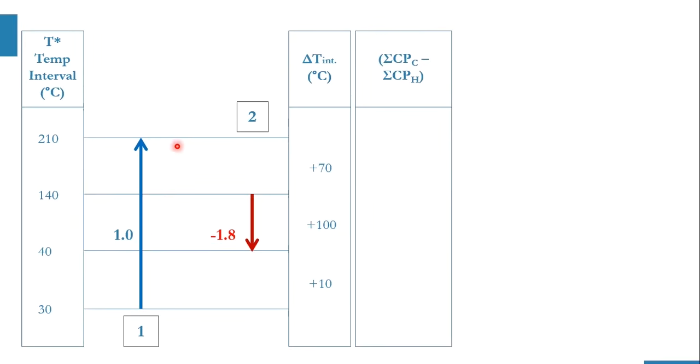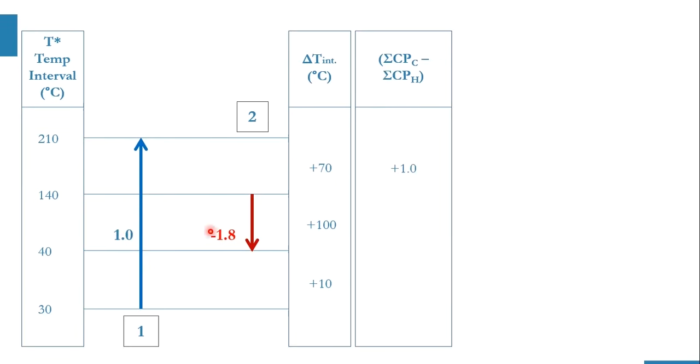So as you can see, in this first interval, there is only one stream, that is stream number 1. So there is no Cp of H. So what will it be? Cp of C minus C. This summation means when you have more than one stream, but in this case there is no summation rule. So as you can see, it will be plus 1 over here.